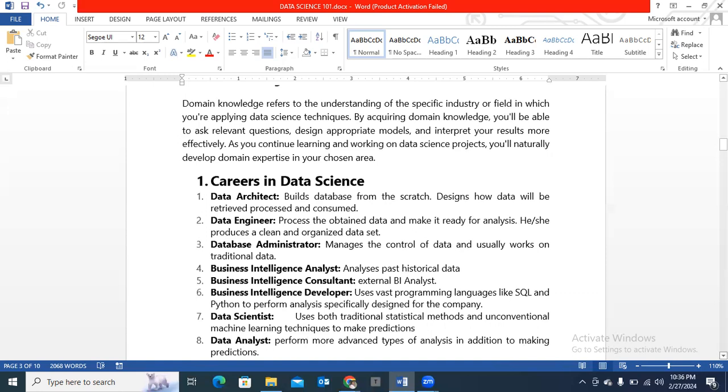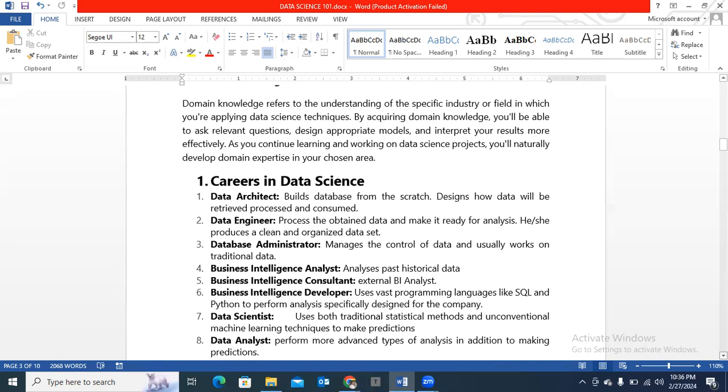The same way an architect will design how a building will be laid on a plot of land, that is the same assignment that a data architect has. He builds the database from the scratch. He designs how the data will be retrieved and processed.